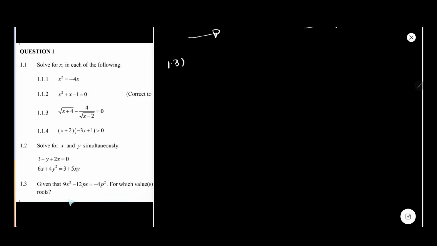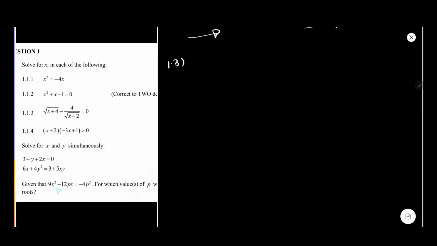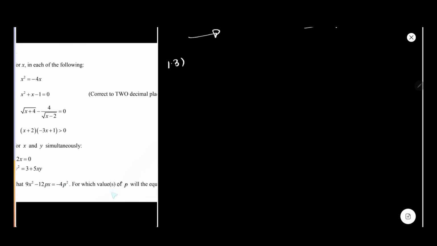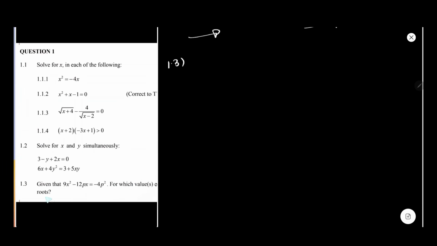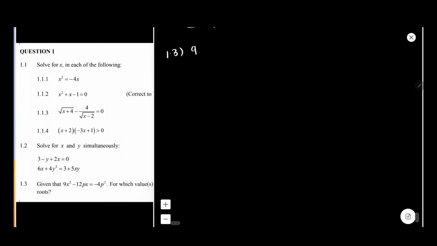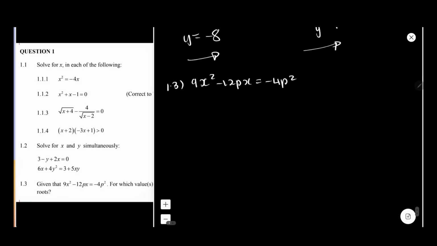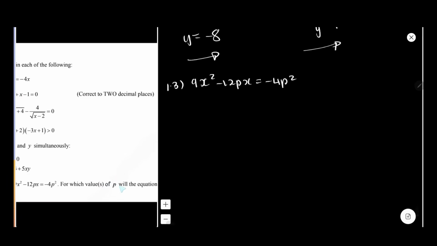This question says, given that 9x squared minus 12px is equal to negative 4p squared, for which values of p will the equation have equal roots? Let's put down this equation first: 9x squared minus 12px is equal to negative 4p squared. We need to find out for which values of p it will have equal roots.